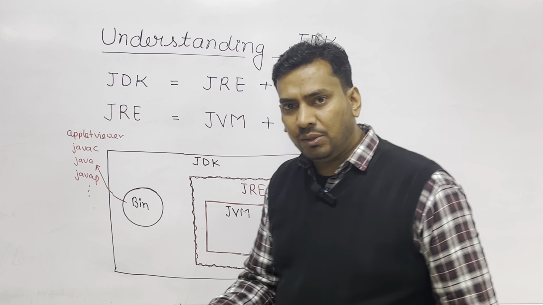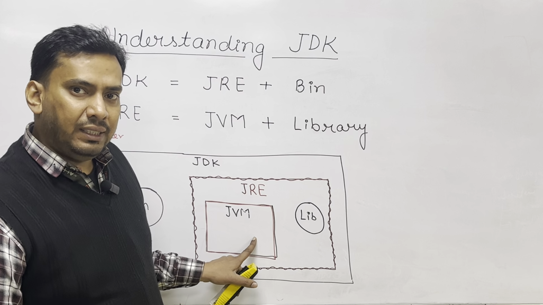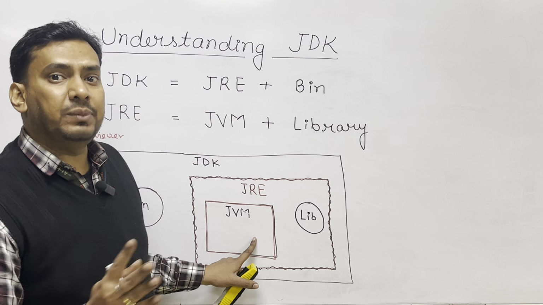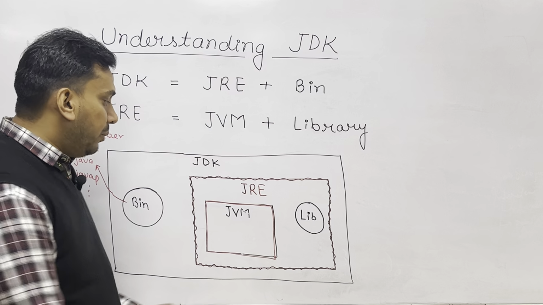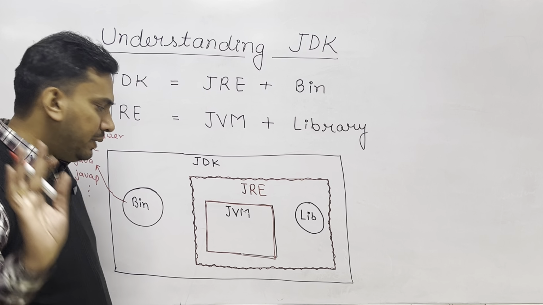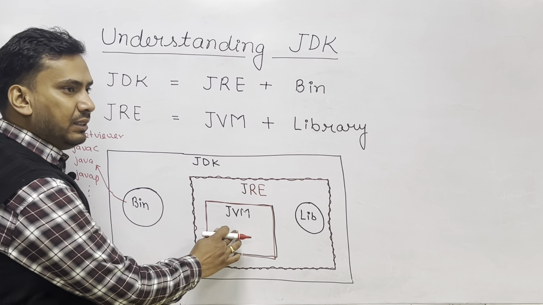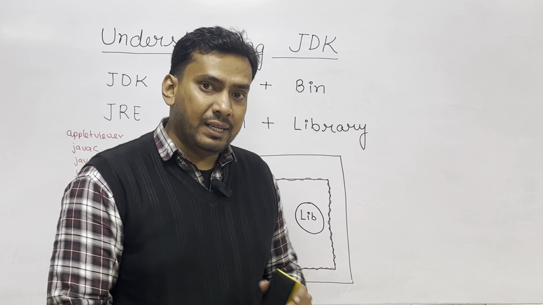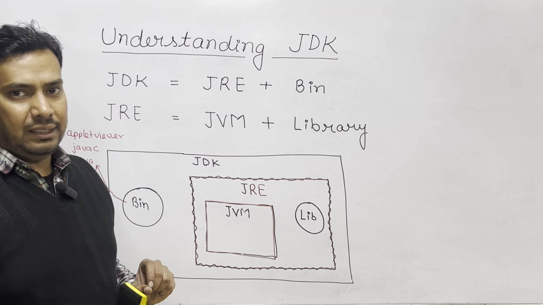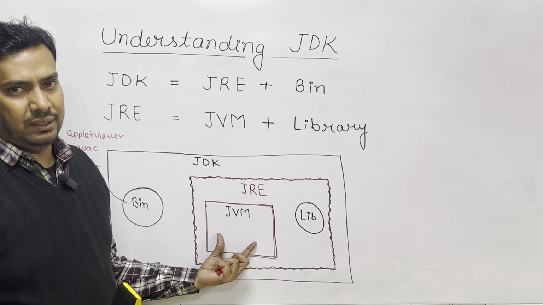If you are using the Windows operating system, there will be a separate JVM for Windows, a separate JVM for Linux, a separate JVM for Mac, and even for 32-bit and 64-bit there are separate versions of JDK. Why? Because the JVMs are different. Library is the same for every operating system. Bin is the same for every operating system. But JVM is different for different operating systems. That's why you need to choose your correct operating system for installing your JDK software. But ultimately, the rest of everything is the same, only the JVM is different.